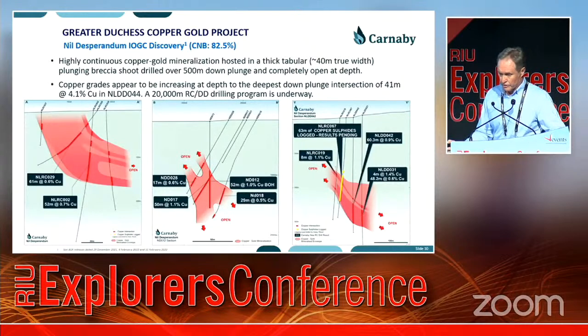Just to show you the sort of results we were getting up plunge from hole 44. 61 metres at 0.6, 52 at 0.7, 50 at 1.1, 52 at 1. Really thick, high grade, clearly open pittable type intersections. So with substantial copper metal.